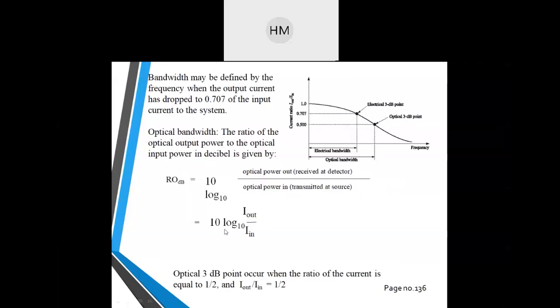This is the graph showing optical bandwidth and electrical bandwidth. This you draw and write down this equation also. Please draw this diagram. Finished, students?